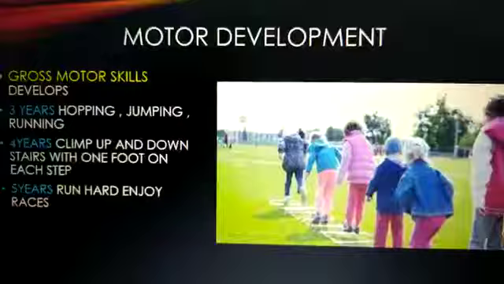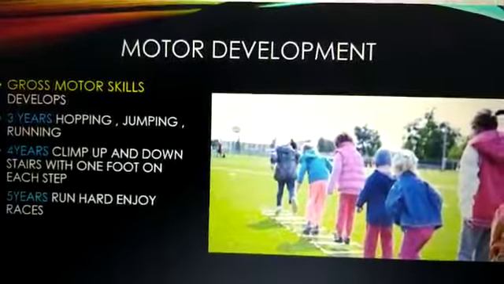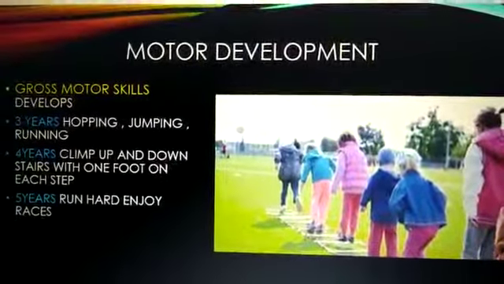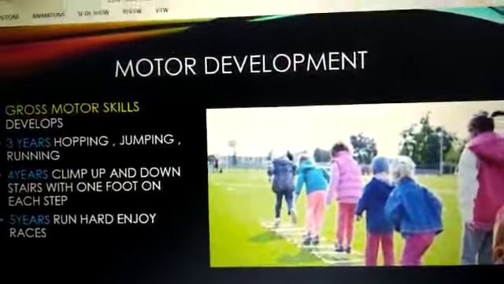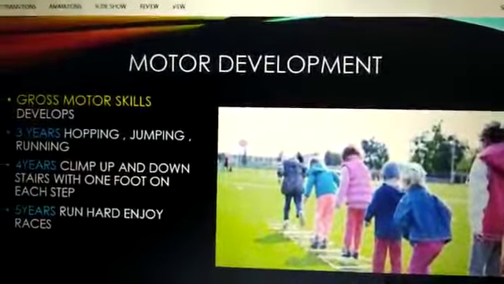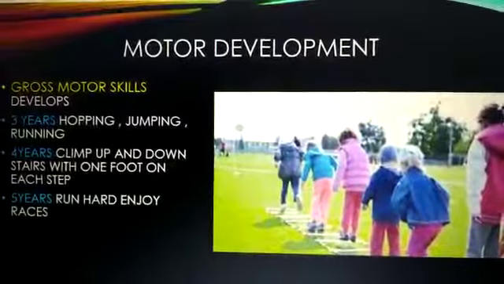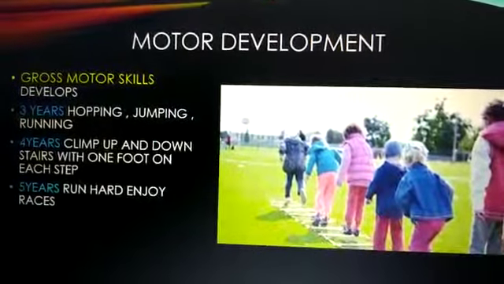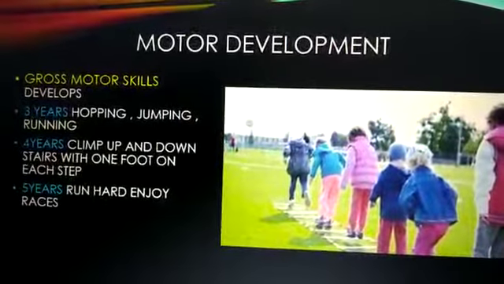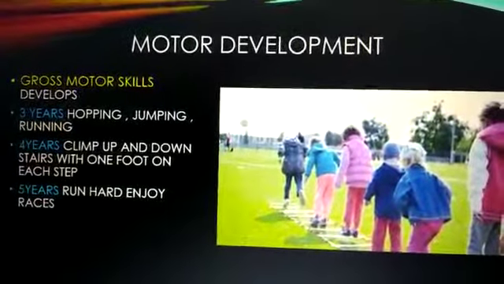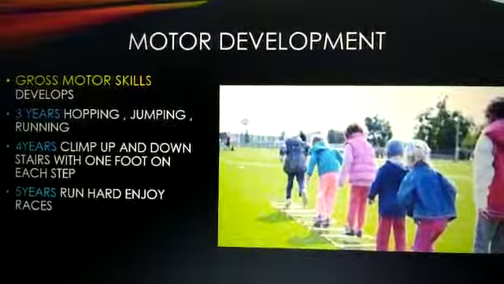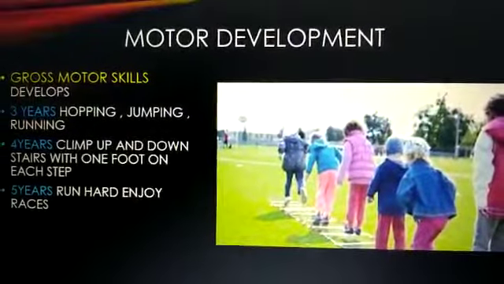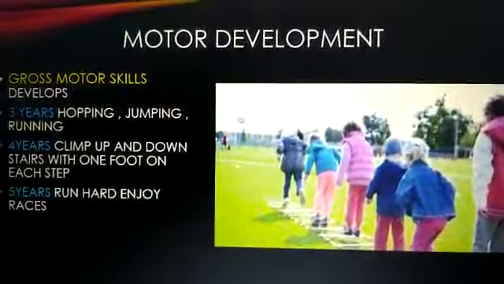Now children, proceeding further towards motor development, during childhood the gross motor skills are developed. On the other hand, after a particular period of time, children develop fine motor skills. Talking about the gross motor skills, when the child is 3 years, he starts hopping, jumping and running, whereas when the child is 4 years, he climbs up and down the stairs with one foot on each step. Now, in 5 years, children develop balance. On the other hand, they enjoy taking part in races.